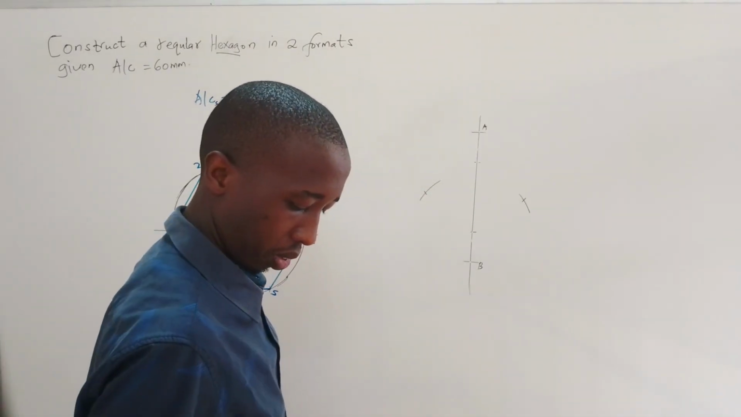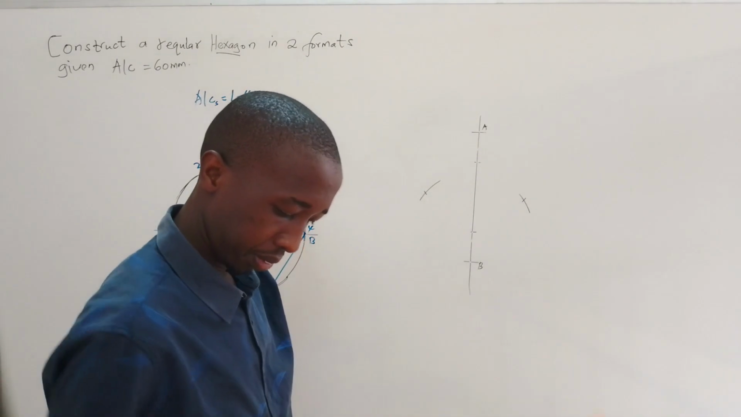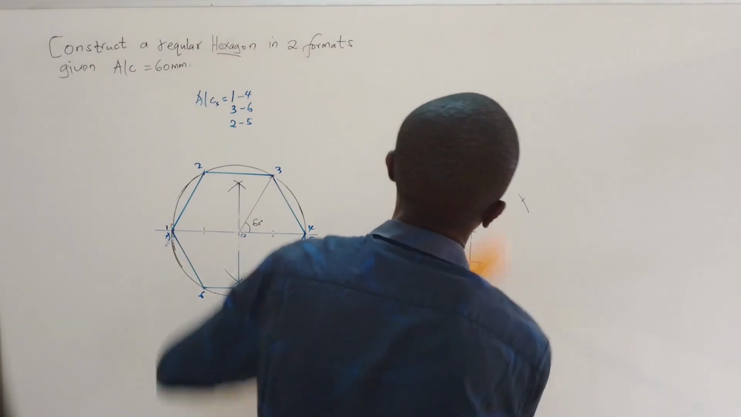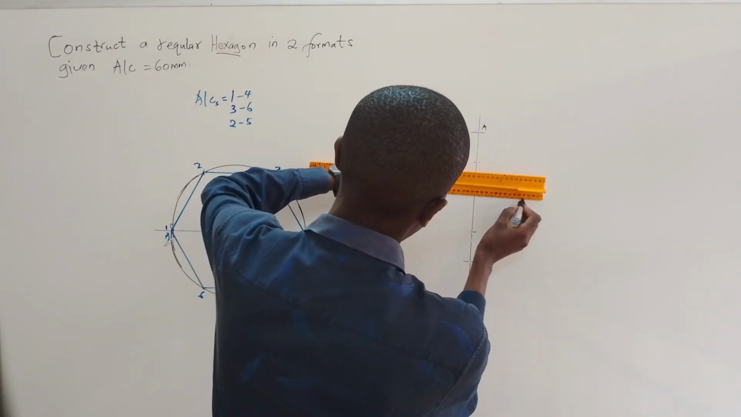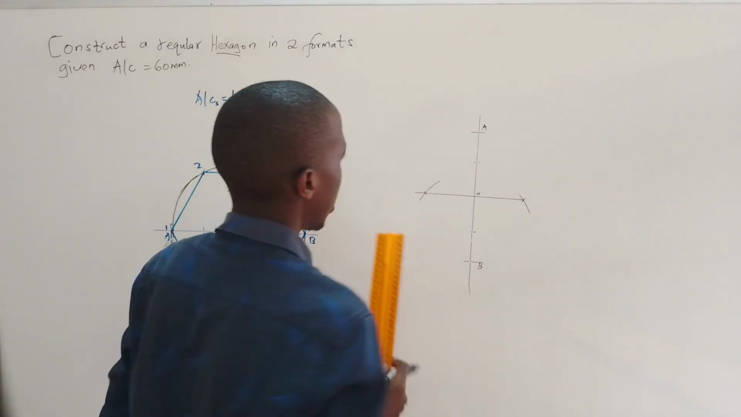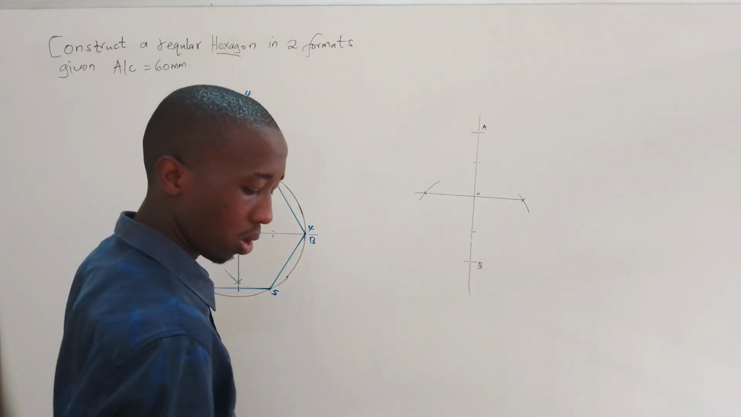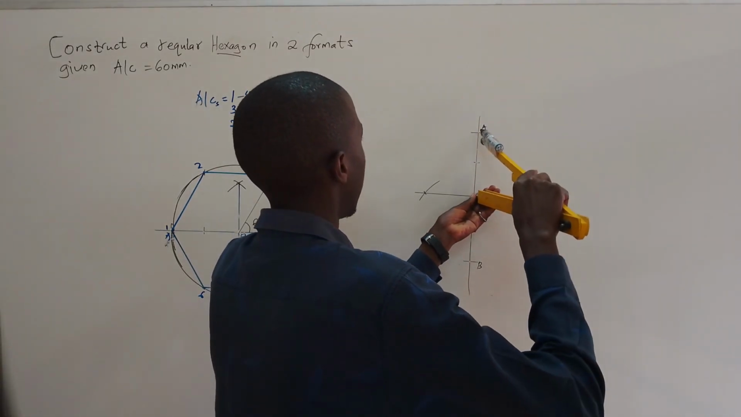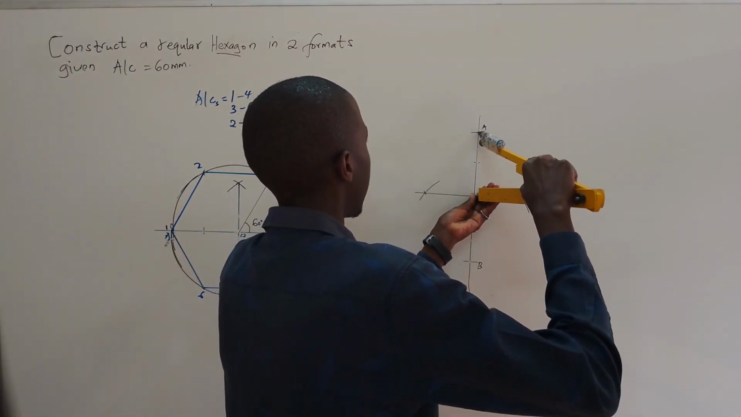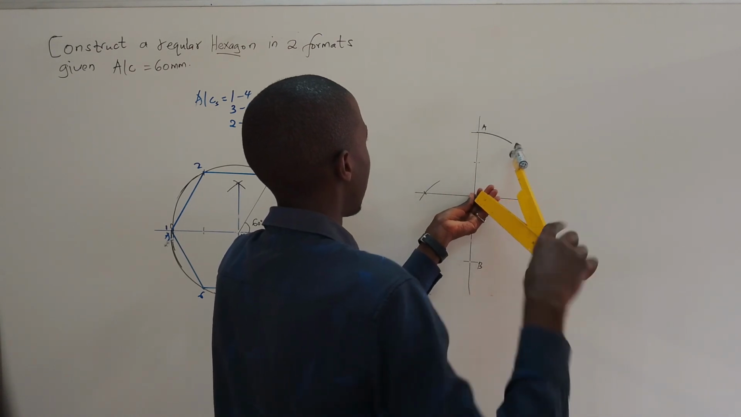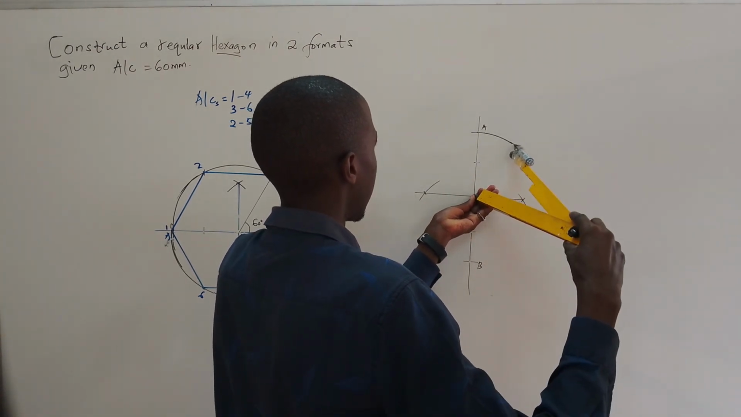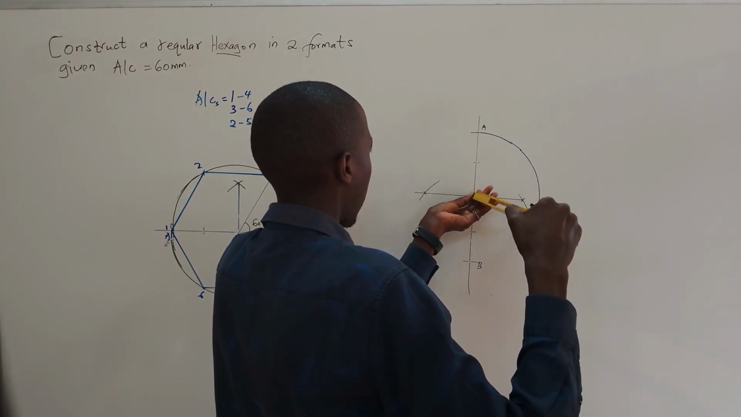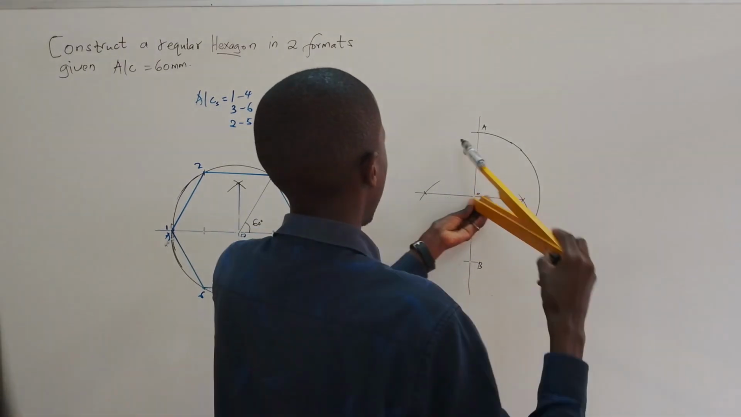So you will mark this. Then you will acquire a center O. Now after acquiring that center O, you make a circle. I want to make my circle here of radius 30. So I'll make my circle.